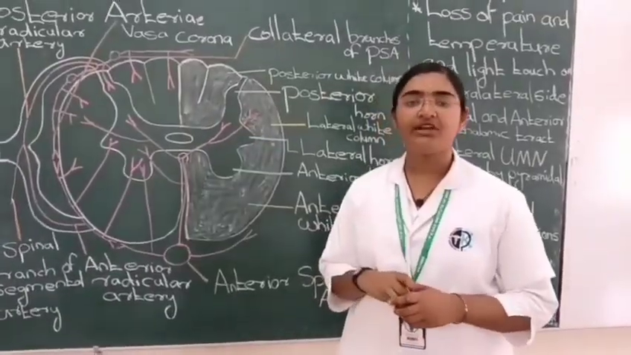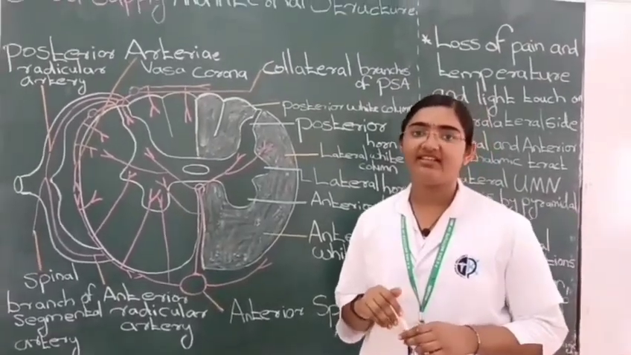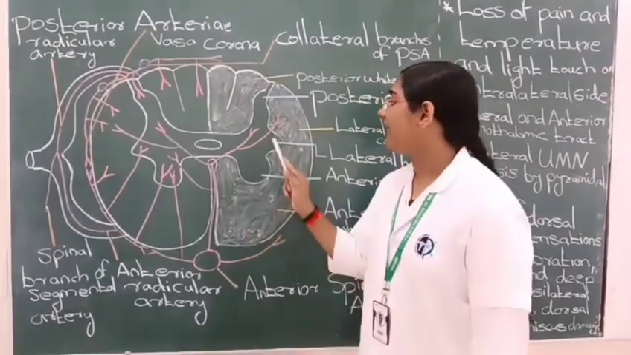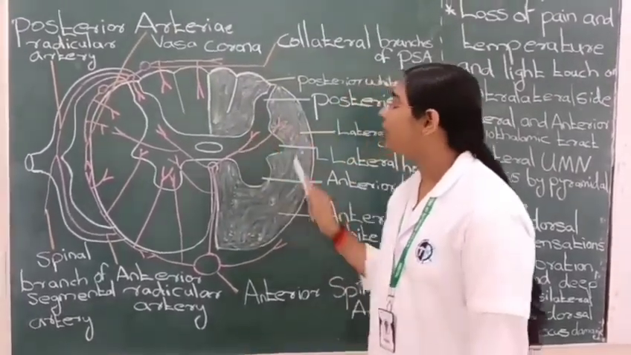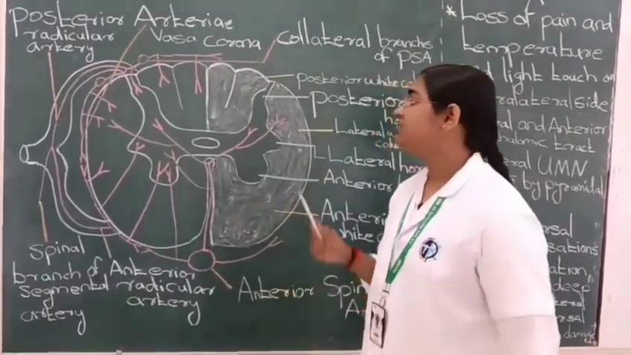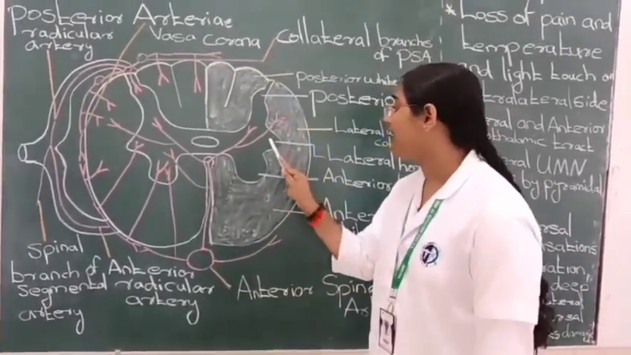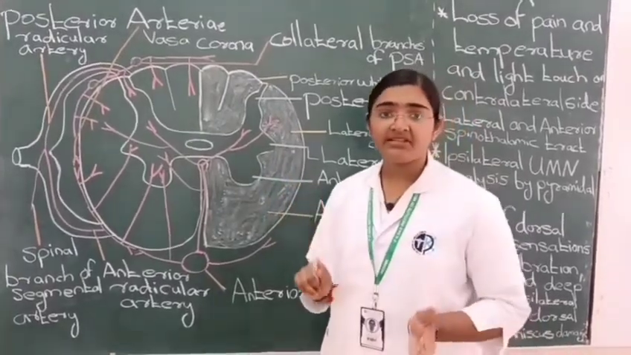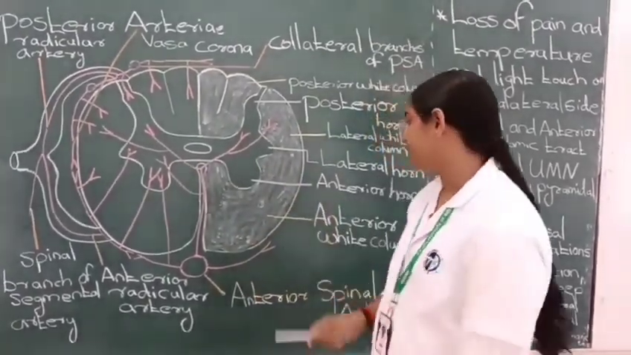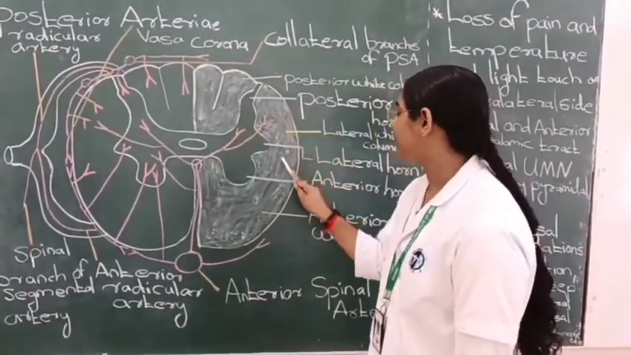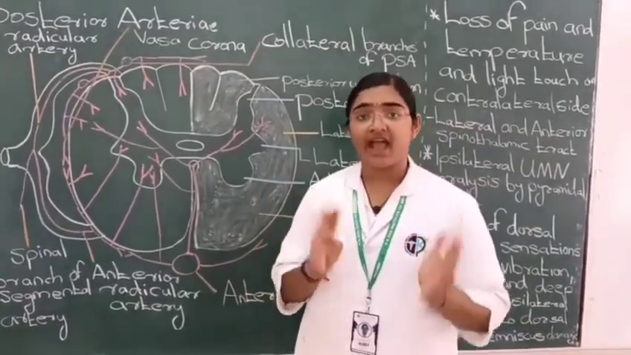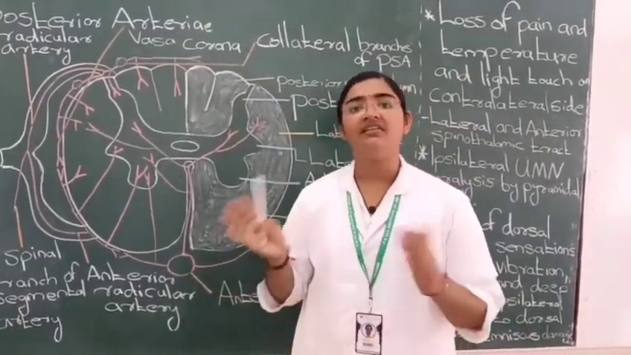So let us have a quick recap on the important points discussed so far. First we discussed the internal structure of the spinal cord. The spinal cord has an inner grey matter and an outer white matter. The inner grey matter is divided into three parts: the posterior horn, lateral horn and anterior horn. The white matter is divided into three columns: the posterior white column, lateral white column and anterior white column. These columns consist of tracts, either ascending tracts or descending tracts.